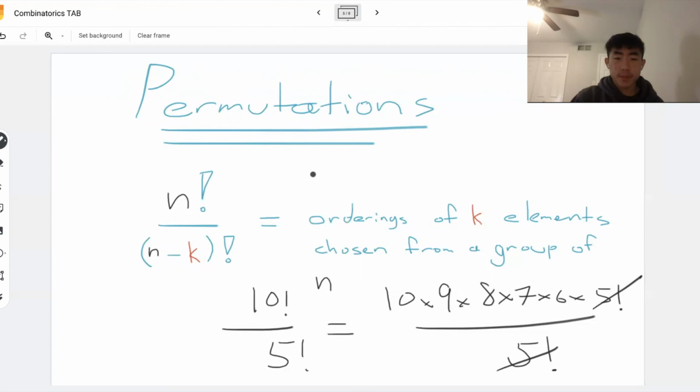So that's a permutation. That's when we care about ordering, and there might be more elements to choose from than the number that we actually want to choose. Factorials and permutations are both really central to combinatorics. And next video, I'm going to be going over another really central topic, combinations.